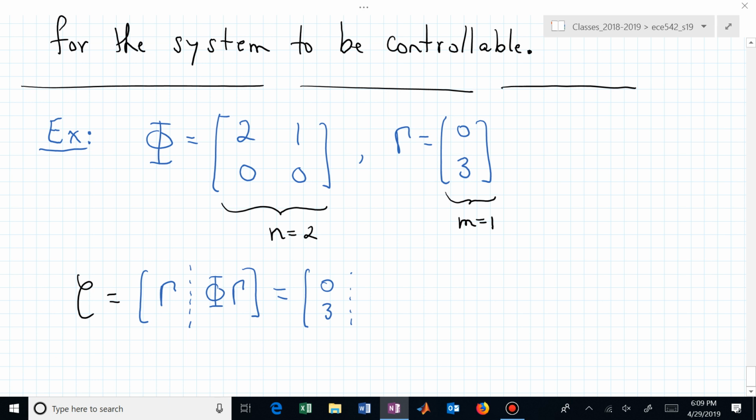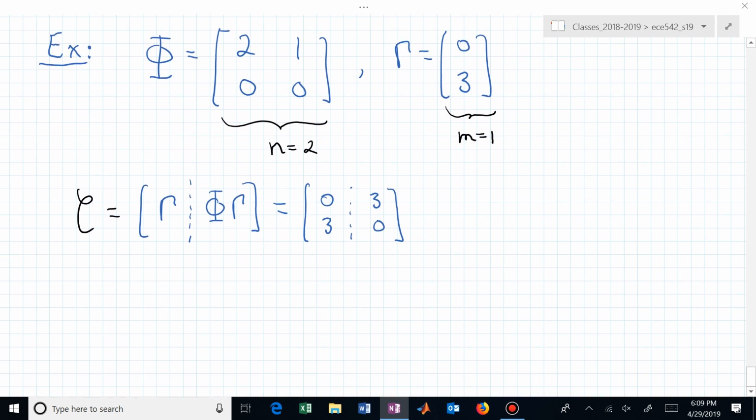It's going to take 0 and scale the first column, and it's going to take 3 and scale the second column. The second column in phi is 1, 0. We scale that by 3, and we end up with 3, 0. That's our controllability matrix.